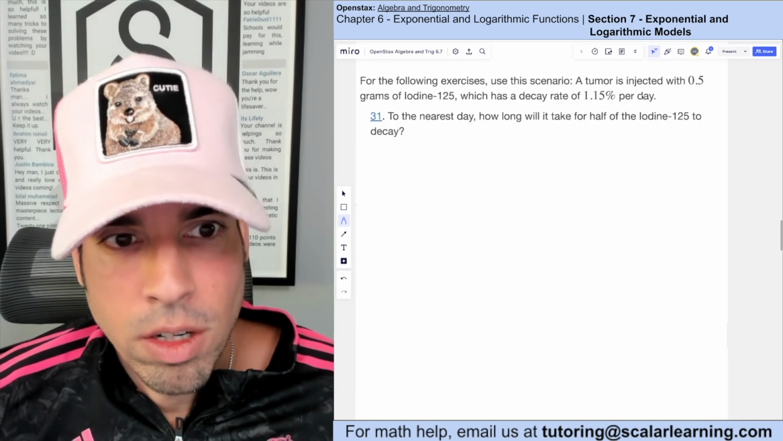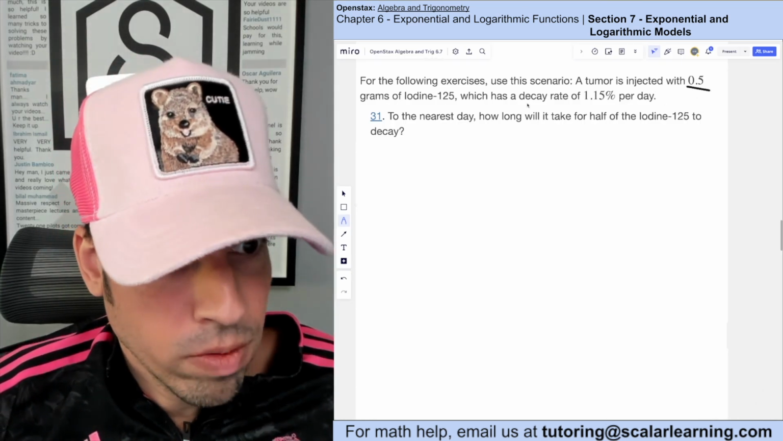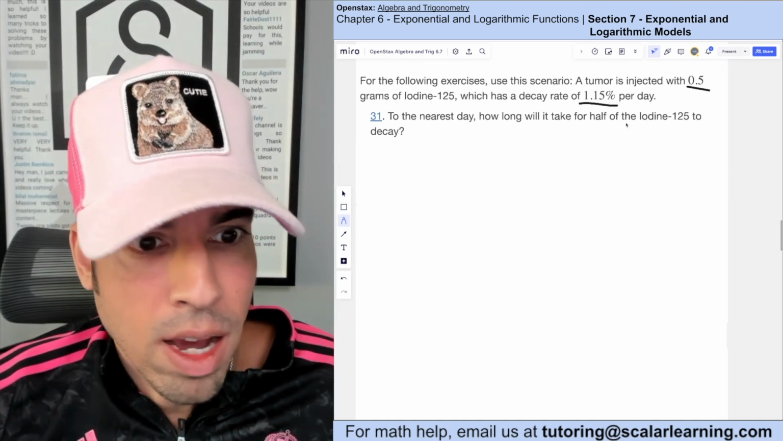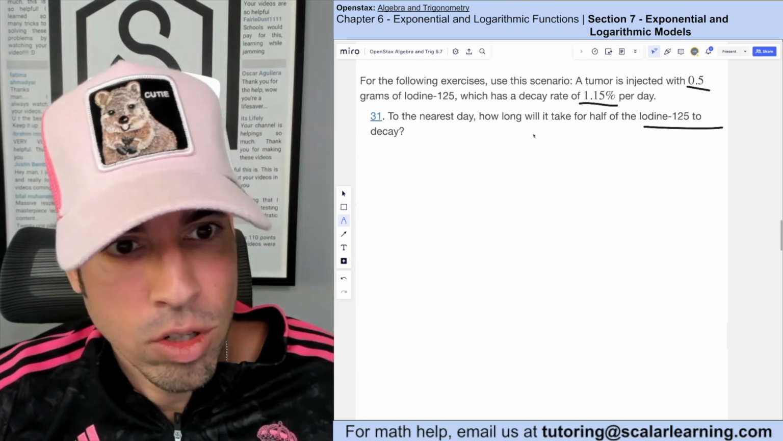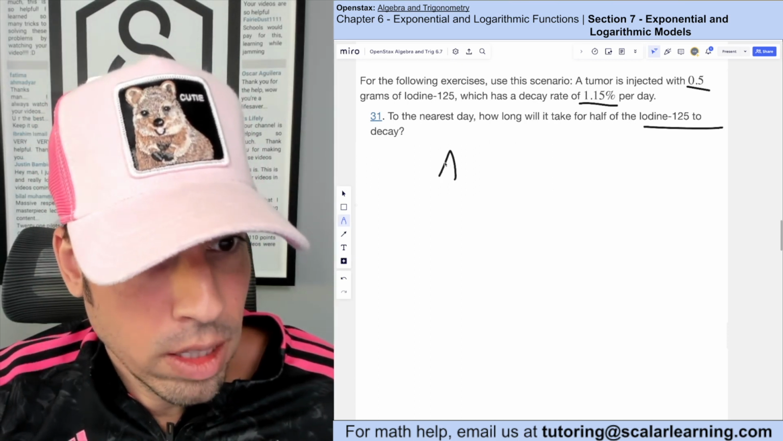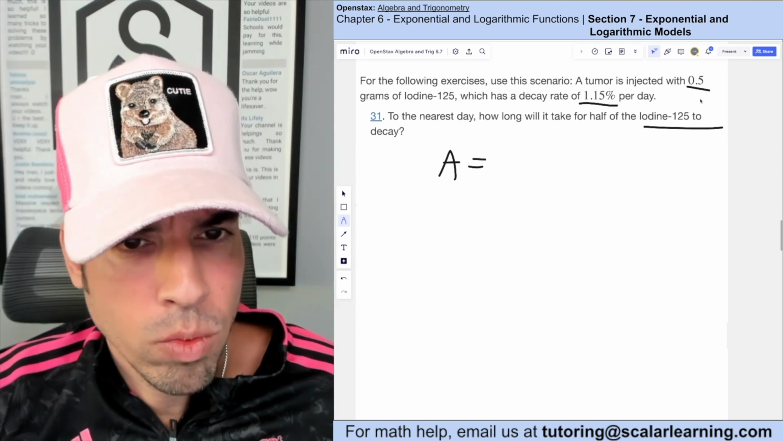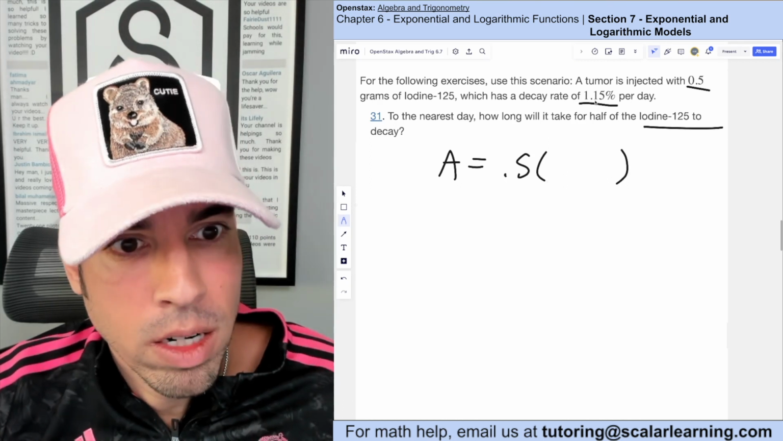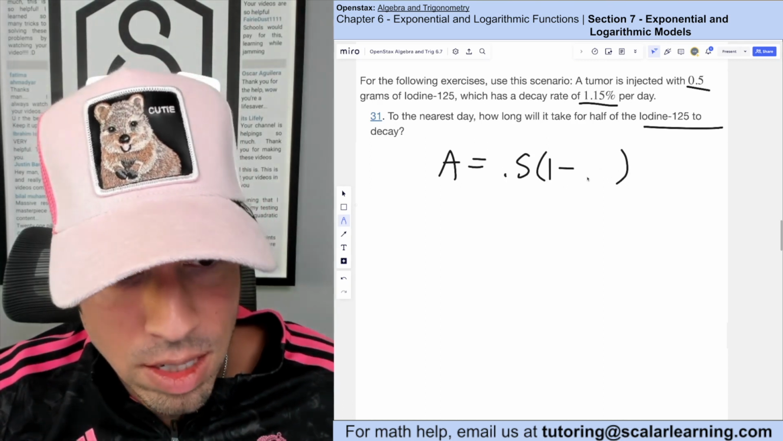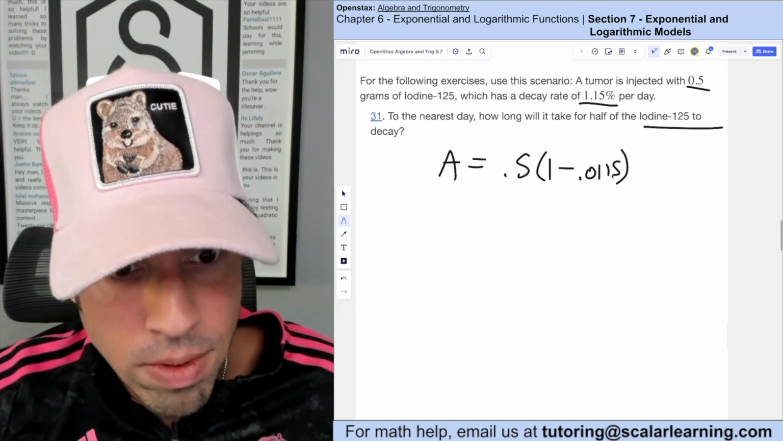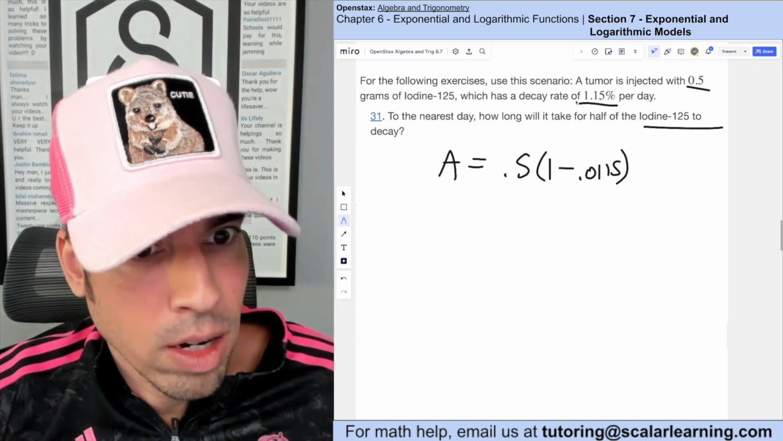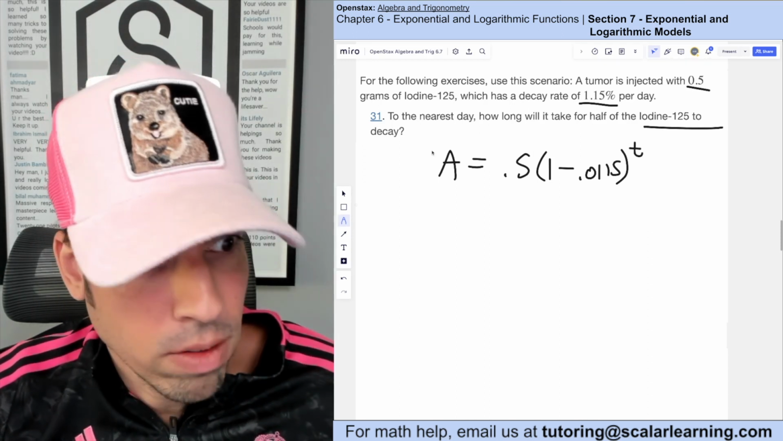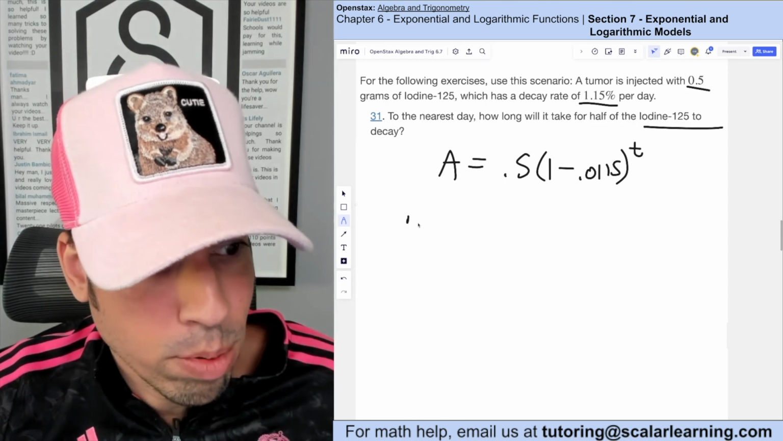Boom, done. For this scenario, it says a tumor is injected with 0.5 grams of iodine, which has a decay rate of 1.15% per day. So it says, how long will it take for half of the iodine to decay? So we can start by setting up an equation saying the amount is equal to my original value, which is 0.5, right? That's how much we start with, 0.5 grams, with a decay rate of 1.15, which means it's 1 minus this as a decimal, 0.0115. And then this is per day, right? Decay rate per day. So then we can just put that to the t power. And then we're saying to the nearest day, how long will it take for half of this to decay? Meaning we should be down to half of 0.5, which is 0.25.